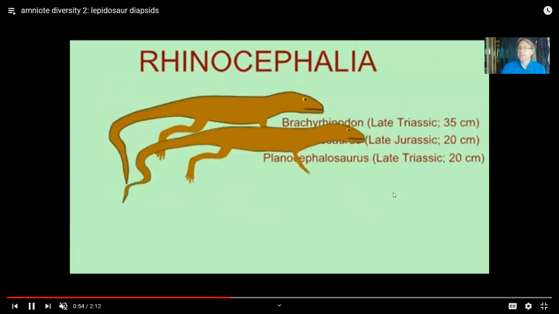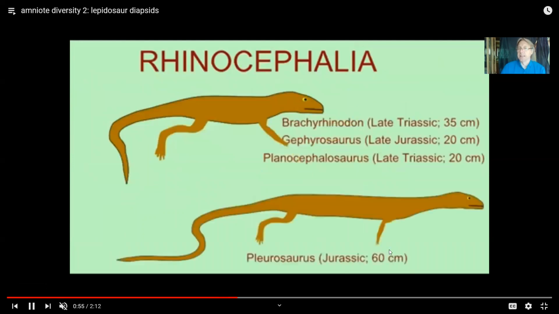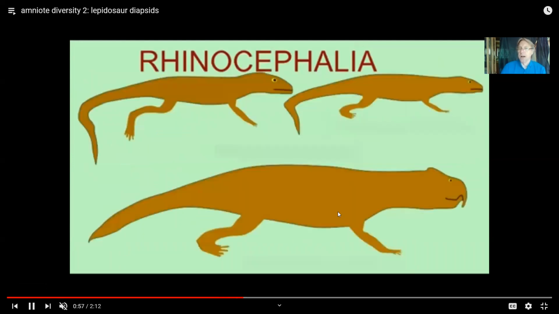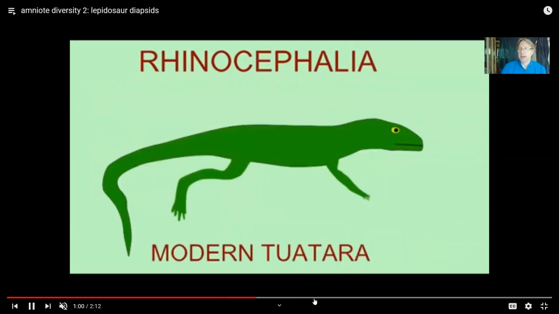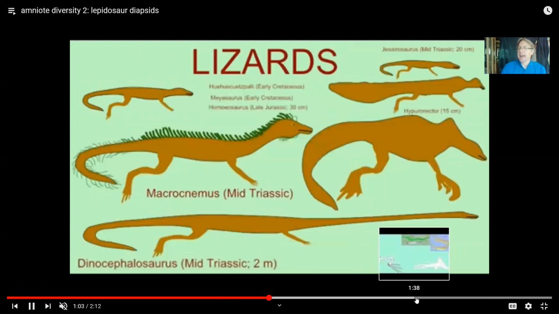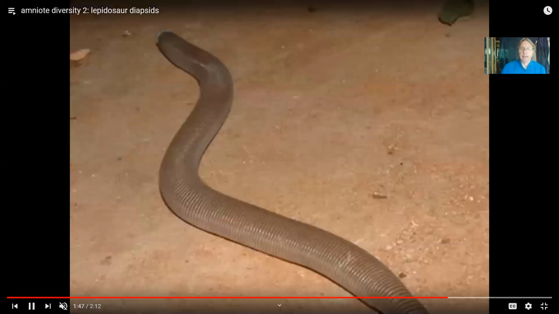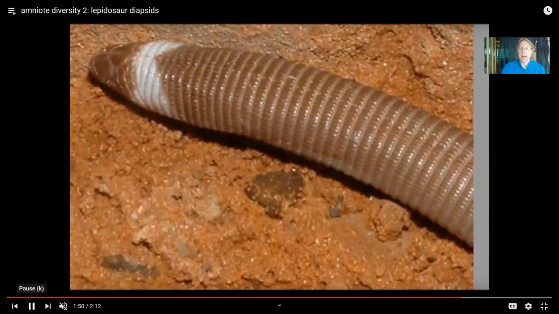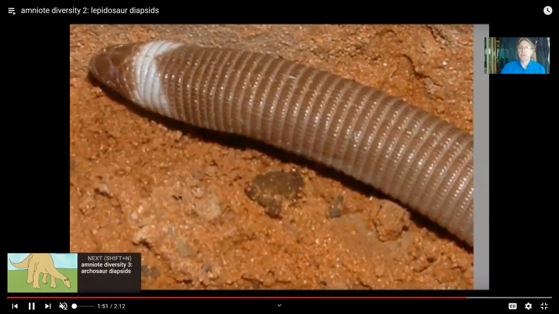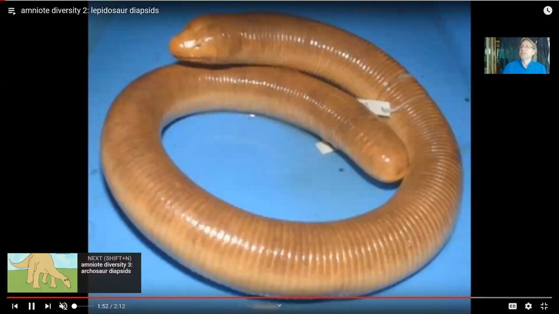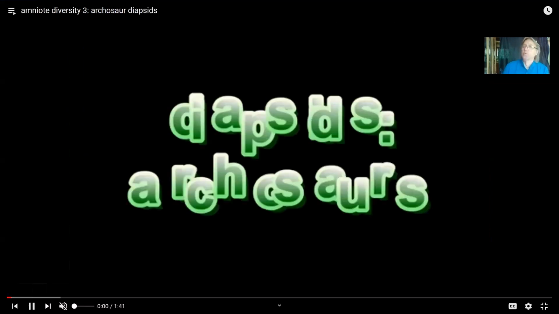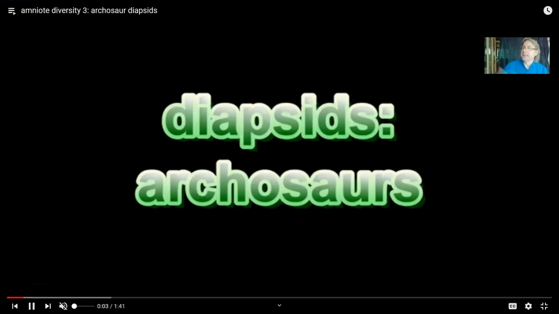So here is this tuatara, which is still alive today, as I will mention presently. And here is a worm lizard, a lepidosaur diapsid. But in addition to these lepidosaurs, there was another group of diapsids, the archosaurs, the ruling reptiles. This will be the topic of the next video.